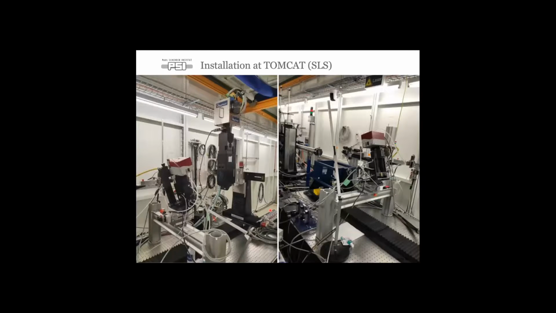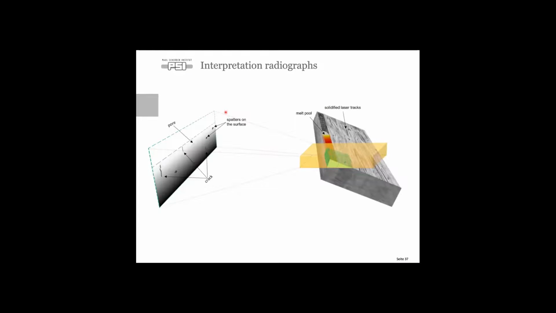This is the relatively simple radiography setup. This is how it looks at the beamline. The beam comes here from the left. This is again our machine, which is tilted. And then here is the microscope with the 4 times magnification. And at the top you see our detector. So how do we have to interpret the results of these experiments?